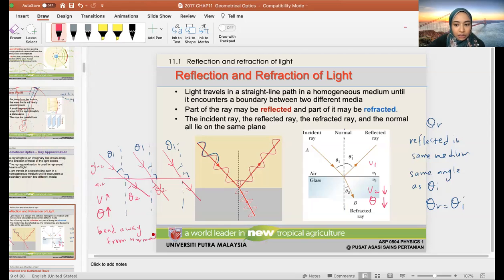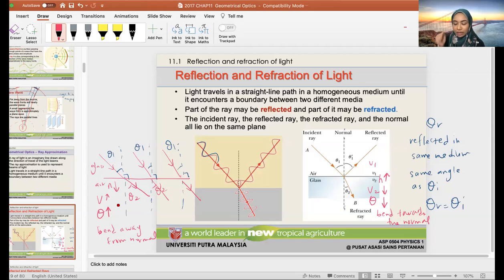When our speed is smaller, our angle is smaller. This is bend towards the normal. Okay, so this happens when n is greater. This happens when n is smaller. So dia terbalik dengan V and theta.